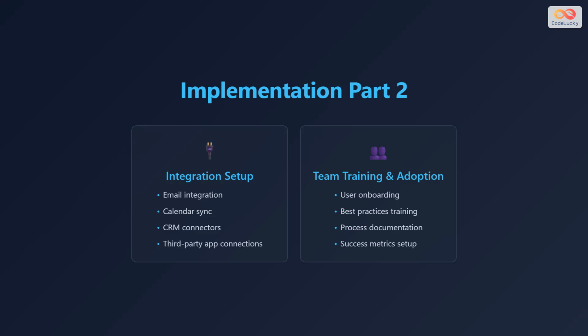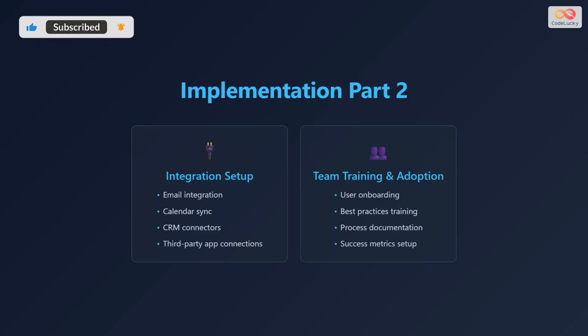Integrations setup connects HubSpot with your other tools. Email integration syncs your inbox so all communications are tracked in HubSpot. Calendar synchronization keeps your schedule and HubSpot activities in sync. You can connect HubSpot with other popular business tools through native connectors. Third-party app connections through the HubSpot app marketplace expand functionality.